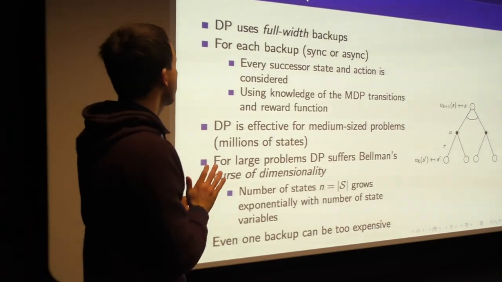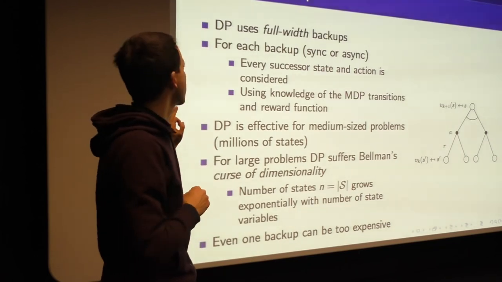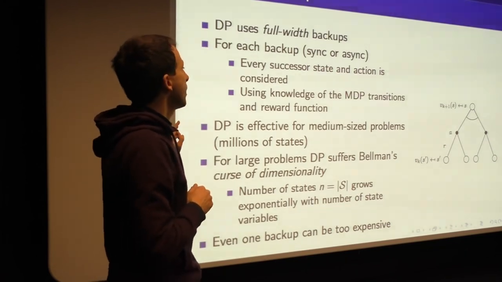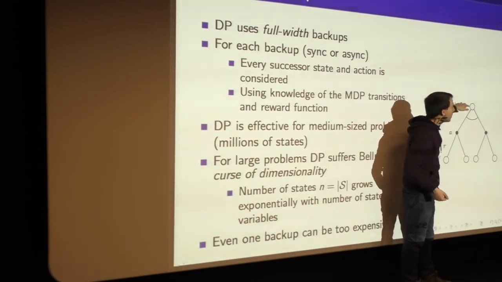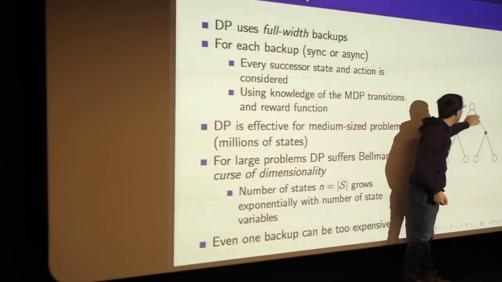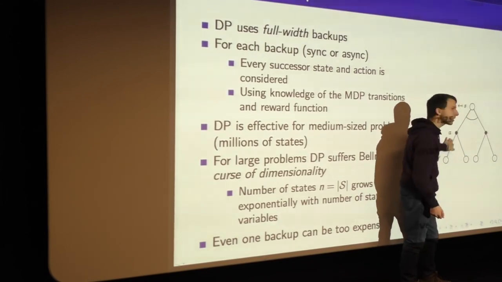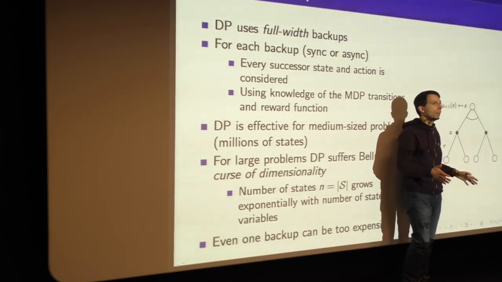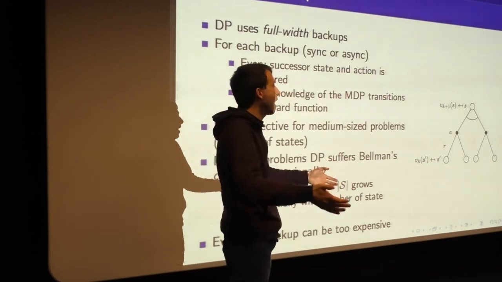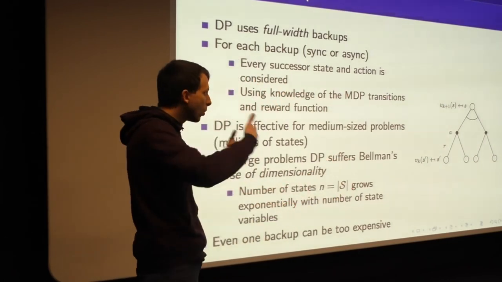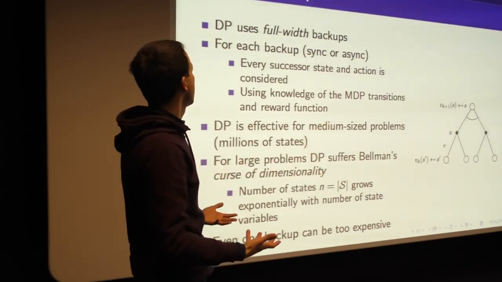I really want to mention this slide before we go. Dynamic programming uses full-width backups. What does this mean? It means that when we build these look-ahead diagrams, we're really computing the full-width look-ahead. We're considering all actions and maxing over all actions. And then we're considering all successor states that the wind might blow us to. We're considering the whole branching factor of all states that I might be taken to, every single step. That's a very expensive process.